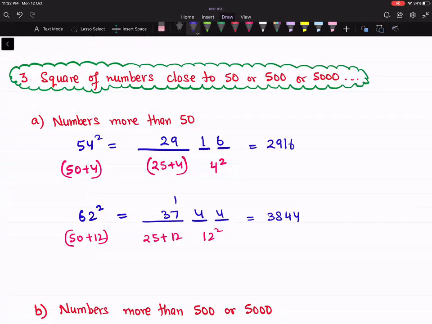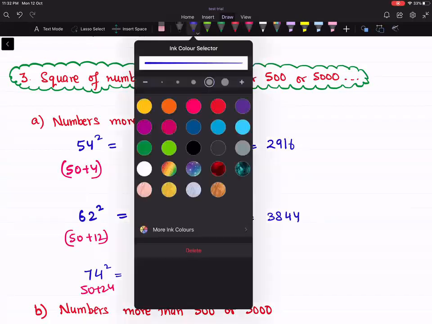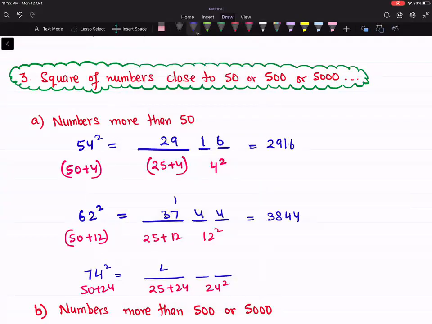Let's take the last number in this. I'm interested in 74 square. 74 square again in two parts, left and right one. 74, if you see, this is 50 plus 24. So the right is 24 square, and this left one is your 25 plus 24, and your answer here will be 49. 24 square is 576. That's why you should know the squares till 25. So your answer is 5476.